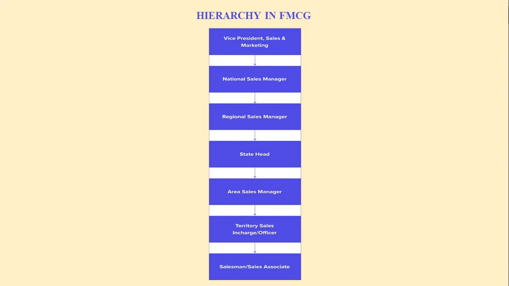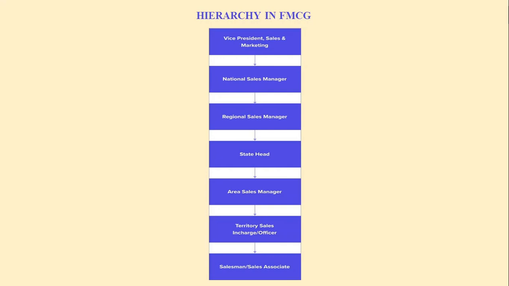So salesman or sales associate is the bottom of the pyramid who reports to the territory sales in charge or sales officer, which is also called area sales executive. So territory sales in charge, sales officer or area sales executive, all the three terms are the same. These are either third party payroll employees or company hired employees. They report in to the area sales manager.